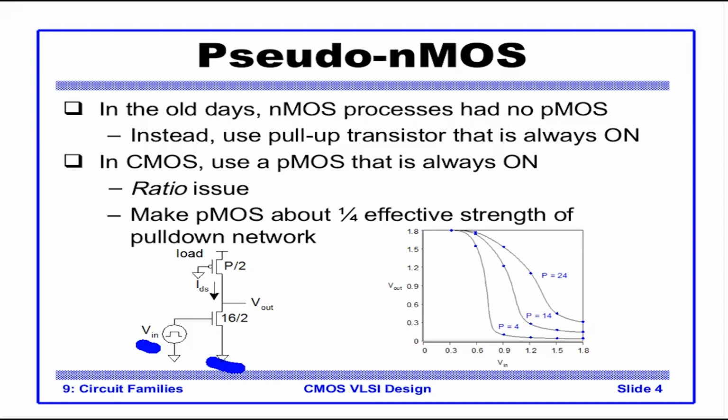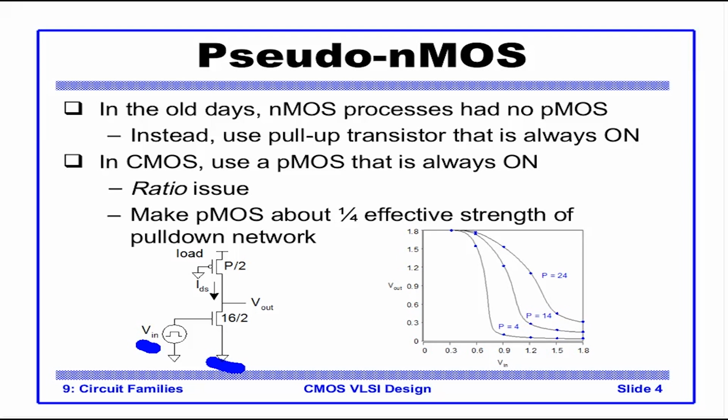How do we size a transistor? So this is a graph. In this circuit, the width of the PMOS is given to be P, and we have made the NMOS 16. This is an inverter characteristic, Vout versus Vin, and the voltage characteristics are plotted for three different values: P equals 4, P equals 14, and P equals 24.